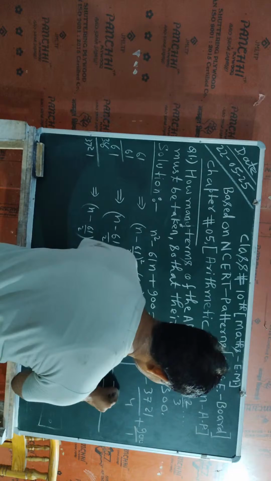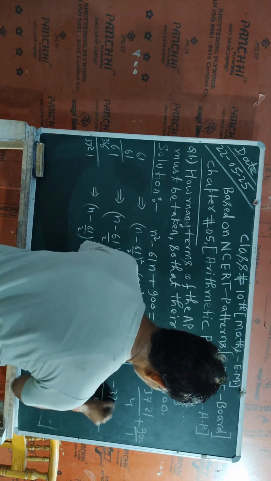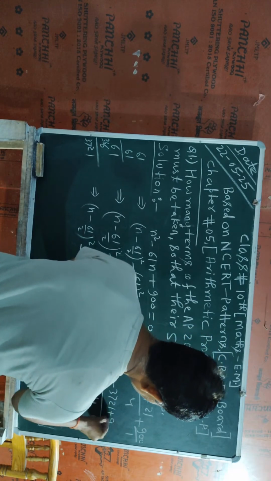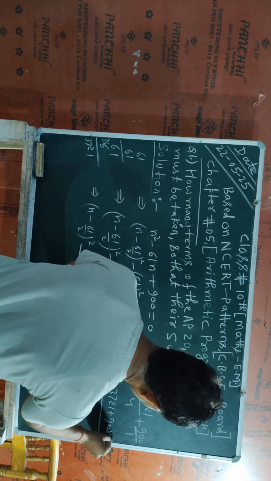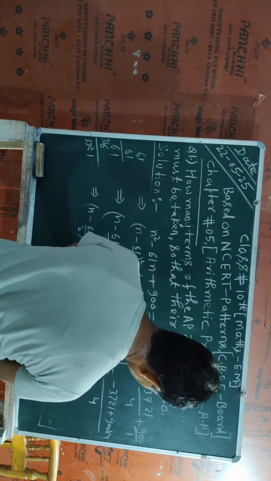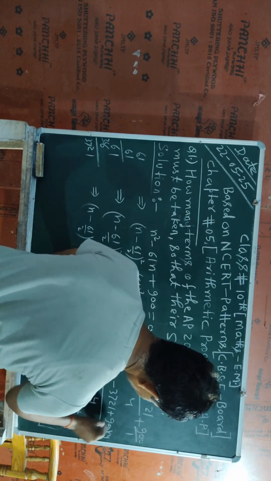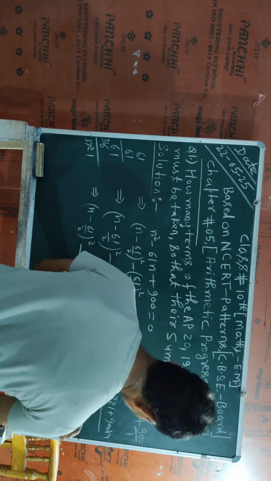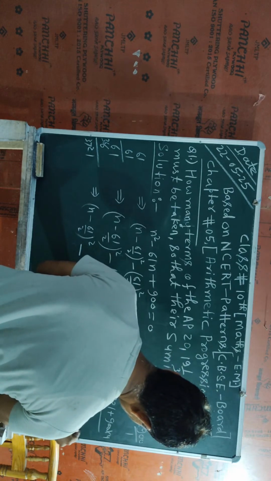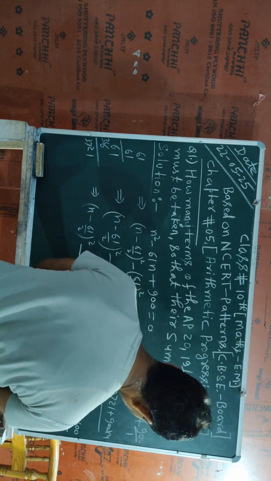Here I will say 3721 plus here 900 into 4. Again further I will simplify. Here I will write 3, 7, 2, 1 plus 9 4 36 and then divided by 4.